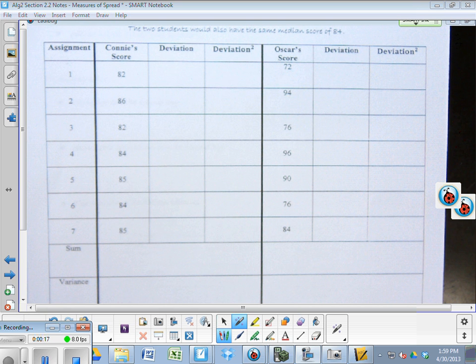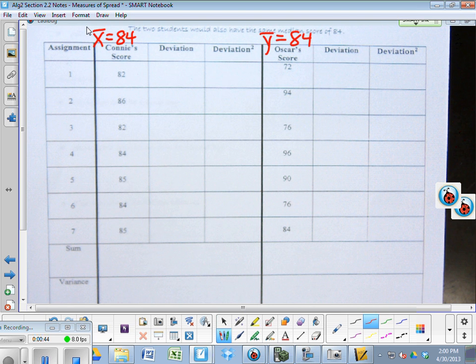What do we have here? Test scores for two students. What are their names? Connie. And? Oscar. Okay. Do we know their averages? Their mean? Yeah, they're both 84, right? Let's write that at the top. Connie, we'll call X bar, 84 is her average. Oscar, Y bar, 84 average. So their test averages are the same. They are the same student if you just look at the mean.